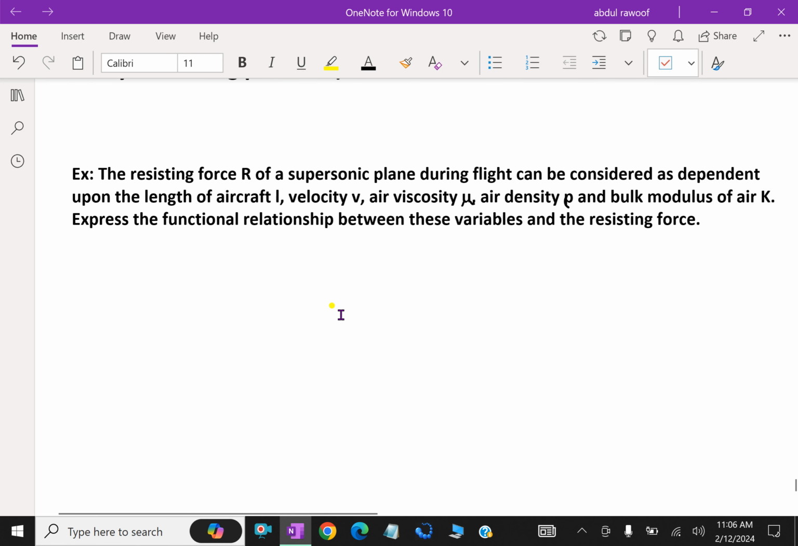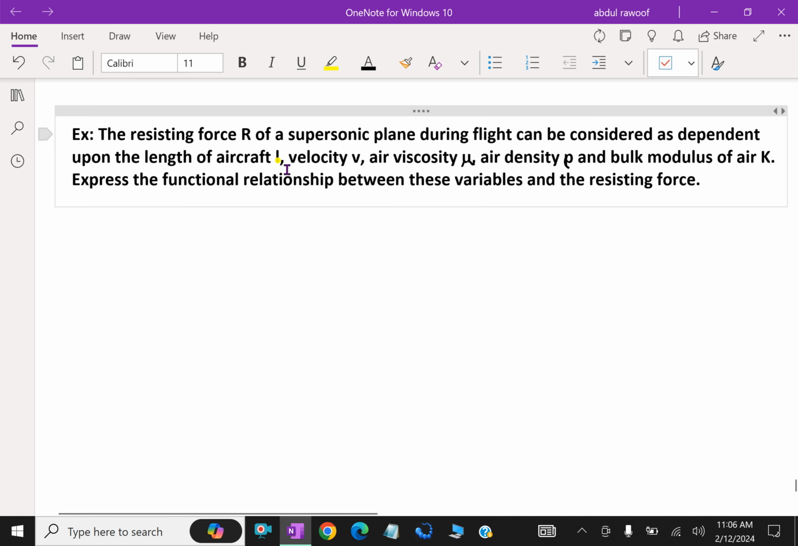Look at this example. The resisting force R of a supersonic plane during flight can be considered as dependent upon the length of the aircraft L, velocity V, air viscosity mu, air density rho, and bulk modulus of air K. Express the functional relationship between these variables and the resisting force.